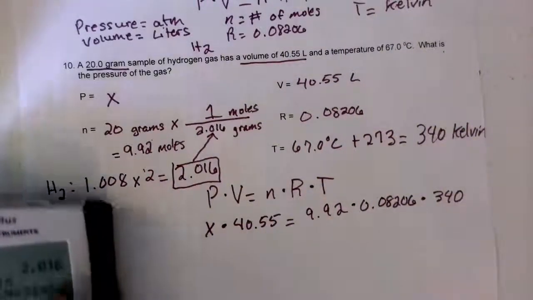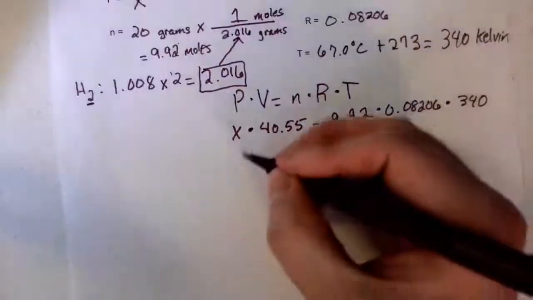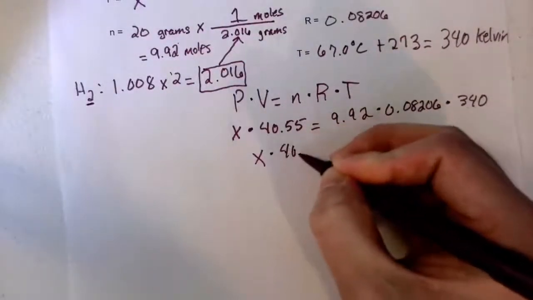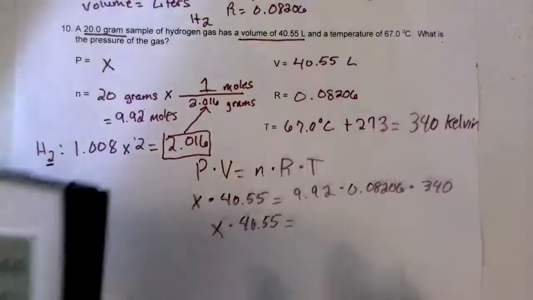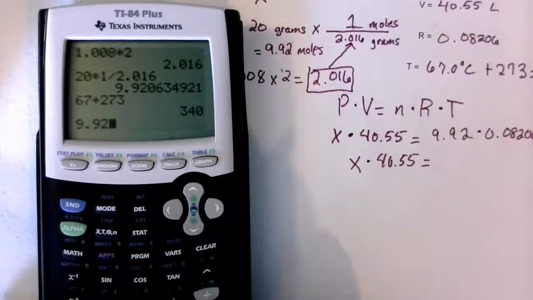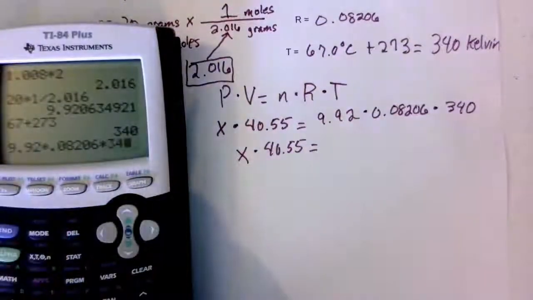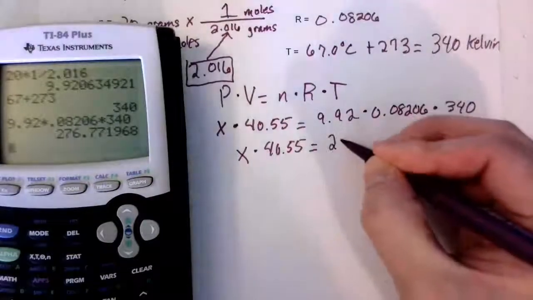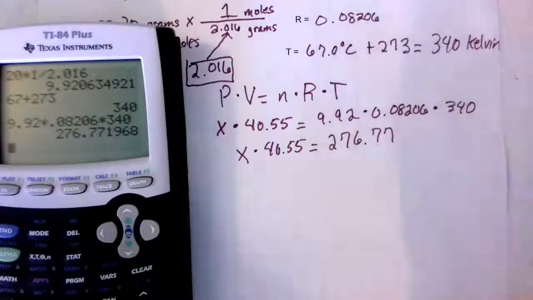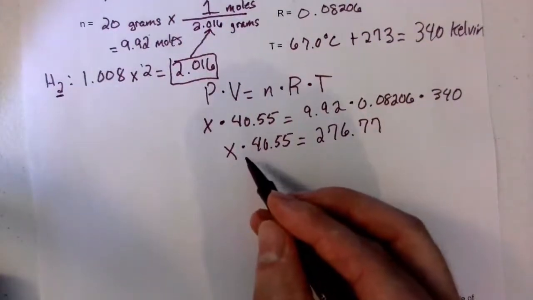Alright, on the left side, we've got X times 40.55. There's nothing really we can do with that. So I'm just going to do X times 40.55. Alright, on the other side, we've got three numbers we can multiply together. So I'm going to multiply 9.92 times the 0.08206 times the temperature, which is 340. Alright, and that is going to equal 276.77.